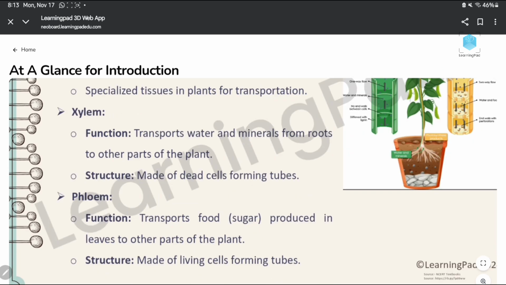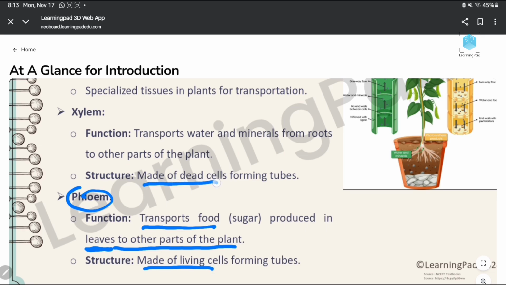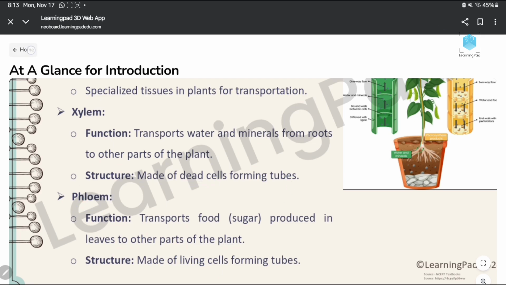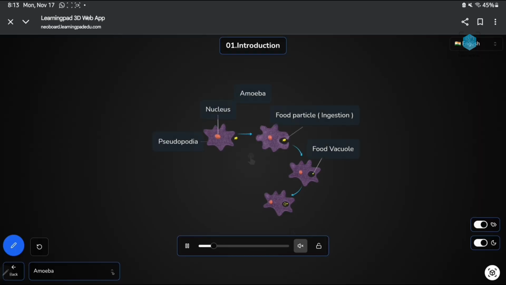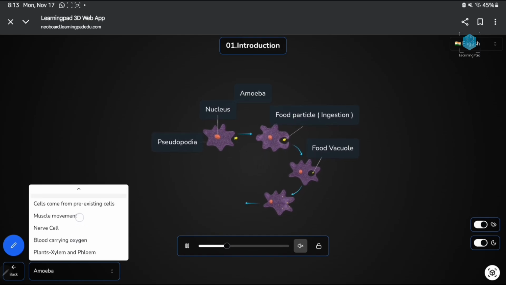Then phloem. The function of phloem is to transport food, the sugar which is produced in the leaves. Leaves manufacture the food, and whatever is manufactured in the leaves goes to other parts of the plant through phloem. What is the structure of phloem? It is made up of living cells. Remember, xylem is made up of dead cells and phloem is made up of living cells, and both form tubes. Let us see the model of xylem and phloem forming a vascular bundle.